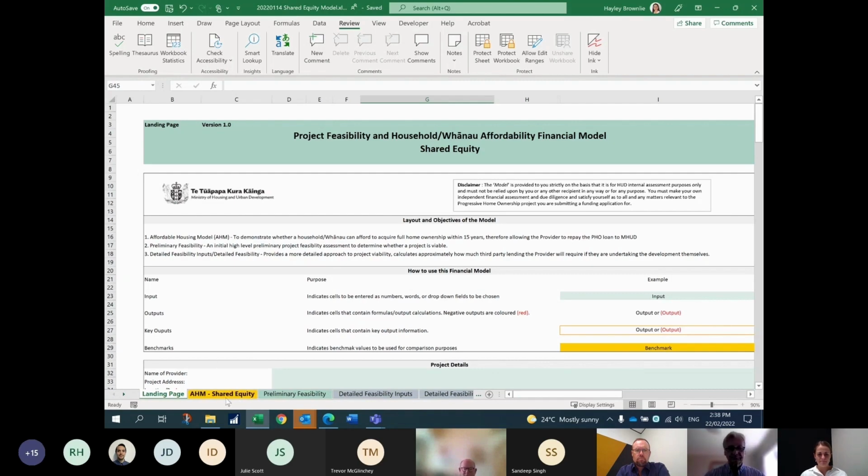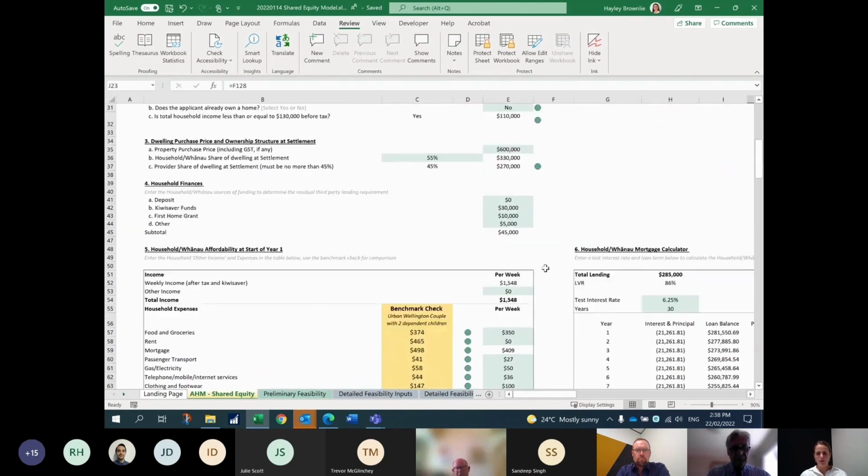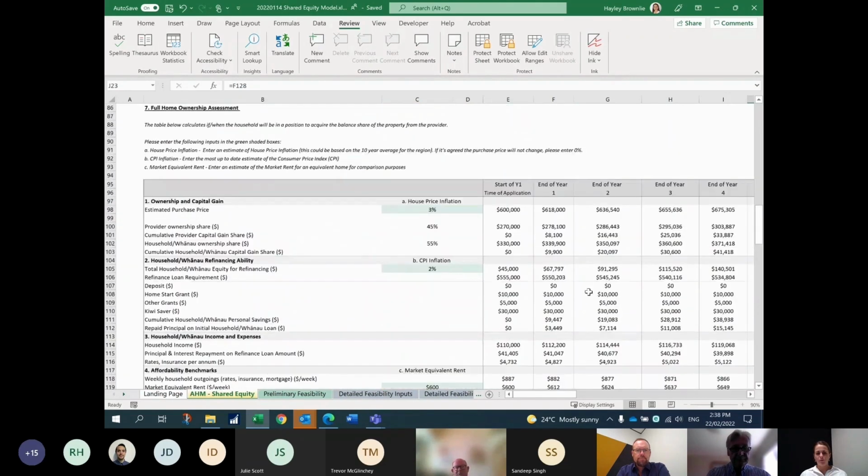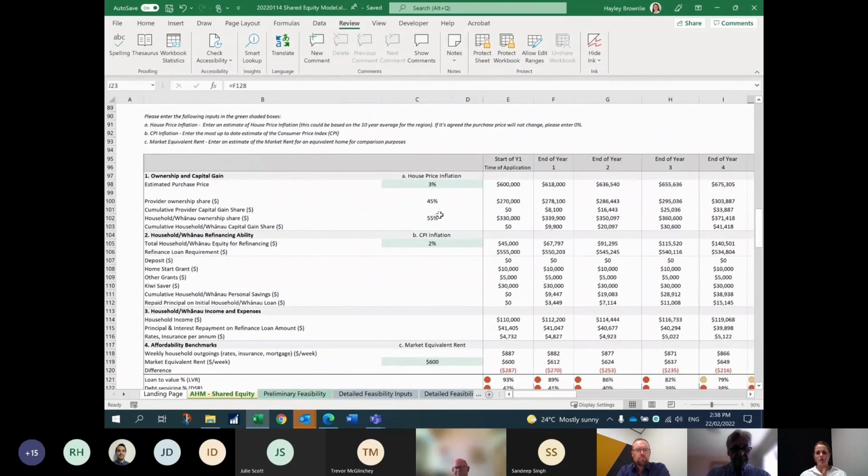Yes, just jump back into here. So with the shared equity model, no, we've set that at the initial share. Whatever is indicated up here then splits the equity gain accordingly. But with the rent to buy, we did incorporate that ability to split the equity gain depending on how the provider wants to allocate that. So shared equity, no. Rent to buy, yes.